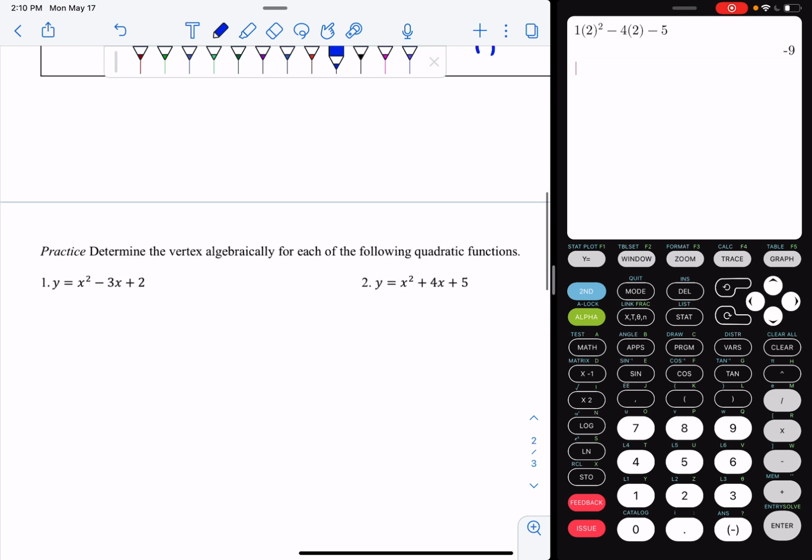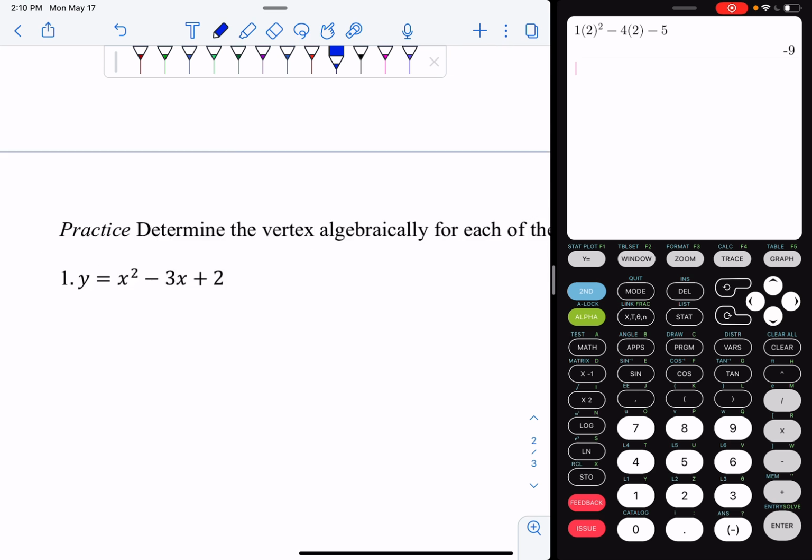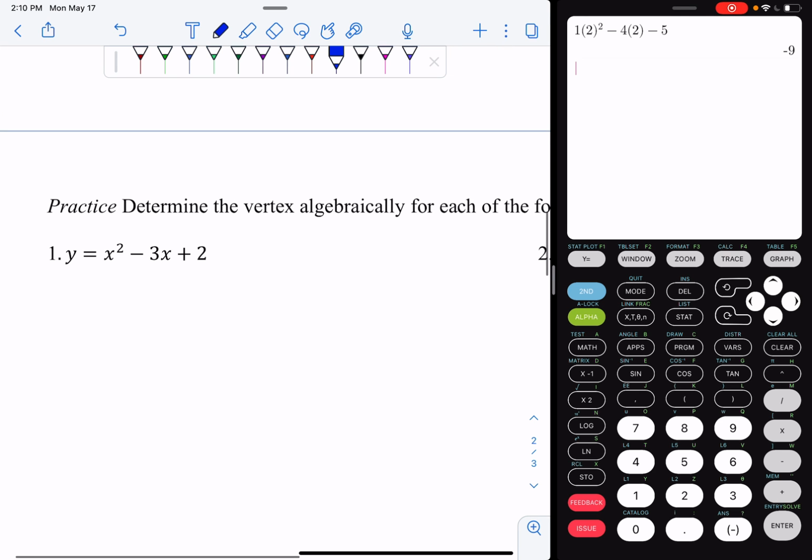Okay, let's do some more practice. Determine the vertex algebraically for each of the following quadratic functions. The first thing we're going to do is everywhere we see an x squared, we're going to put a 1 in front. So we need to identify our a and our b values.